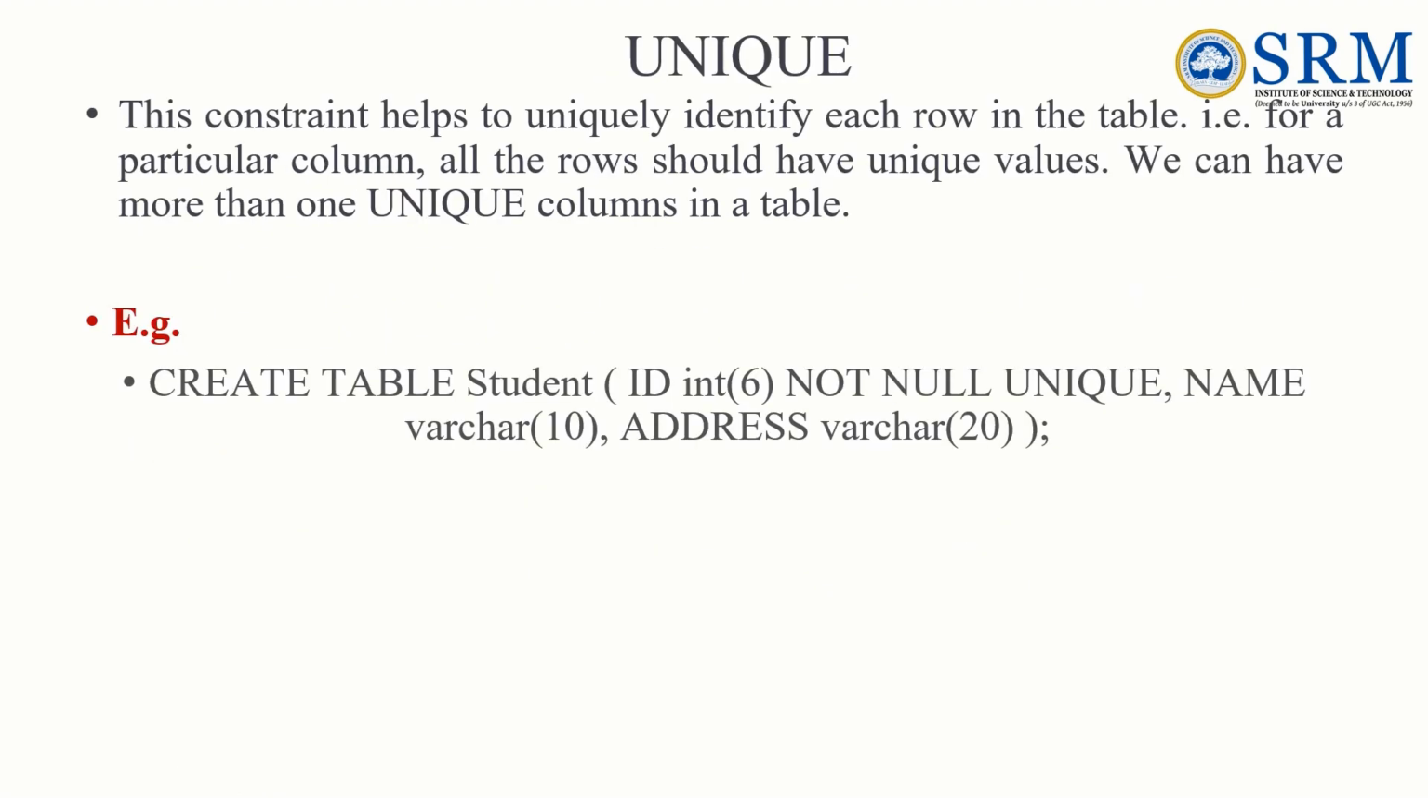Now unique. It identifies each row in a table uniquely for a particular column, and it should not have duplicate values. We can have more than one unique column in a table. To create this: create table student with an open parenthesis, ID int of 6, not null, unique. Here both constraints are enforced. Not null plus unique is again a primary key. Comma, name varchar of 10, address varchar of 20.